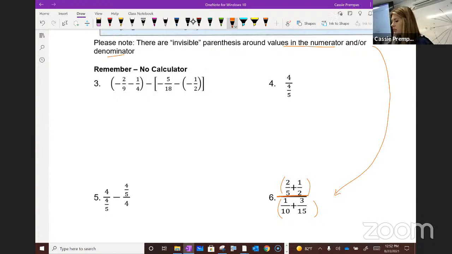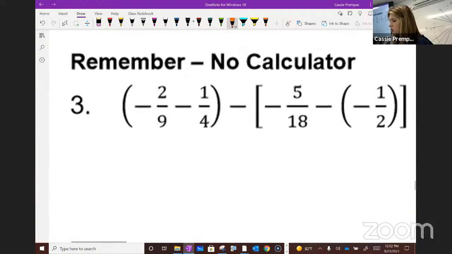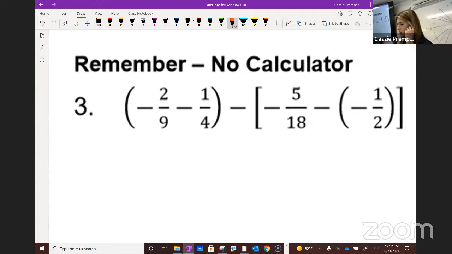All right, let's start working now with number 3. Again, this is no calculator, so let's make sure we can do what we need to without that calculator. First thing we need to do is parentheses. As I see these parentheses, I'm subtracting two fractions, but I would need a common what? Denominator, good. So what am I going to multiply 1/4 by?